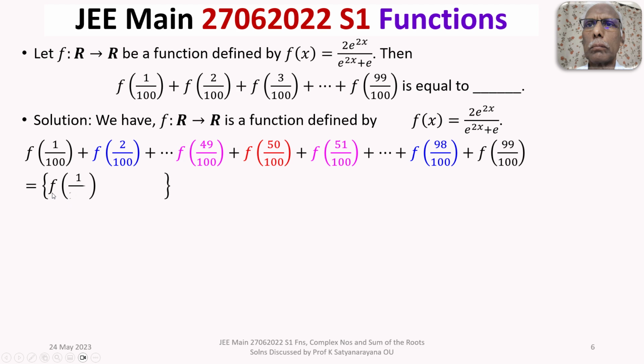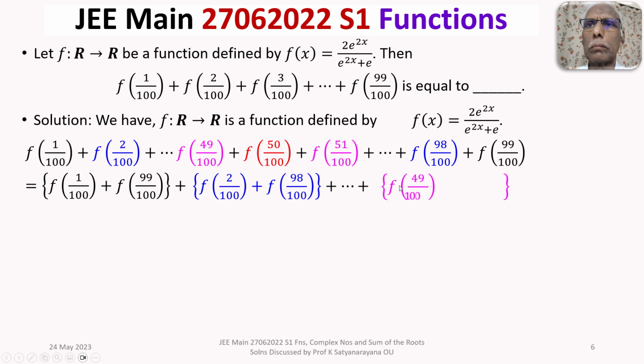And now the first group is first plus the last, second plus last but one, plus so on and so forth. The 49th one, f of 49 by 100 plus f of 51 by 100. This is the 49th bracket. This is the second bracket. This is the first bracket. And you are left with f of 50 by 100. So we have taken two elements and grouped them as one group. We got 49 groups and one term is left out.